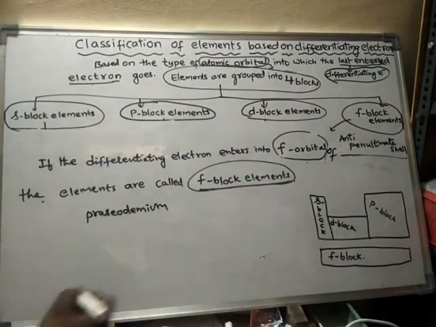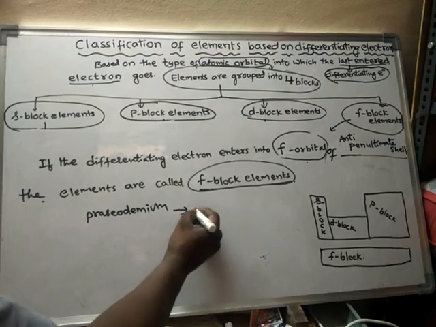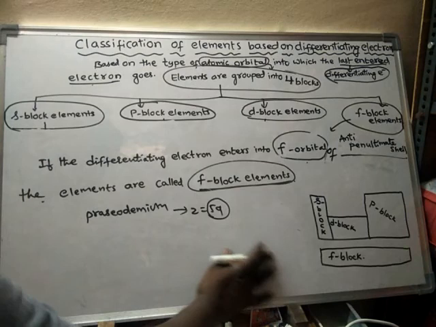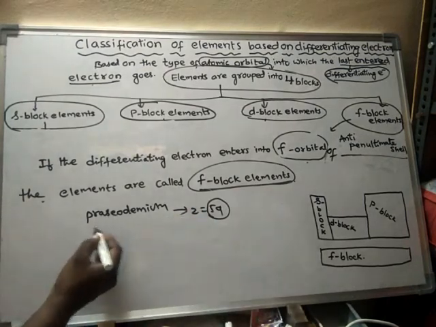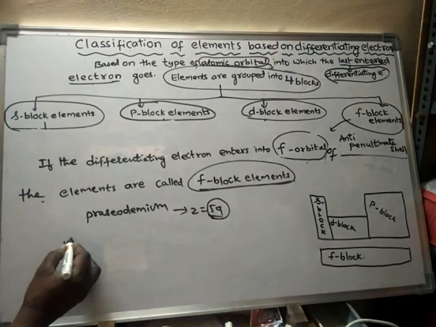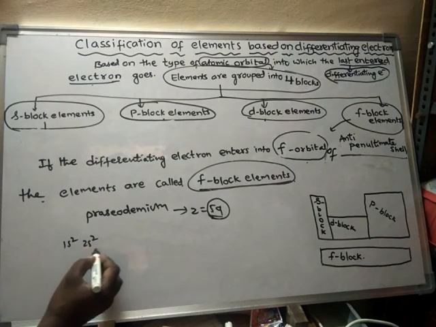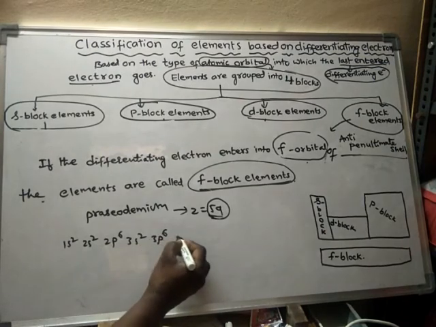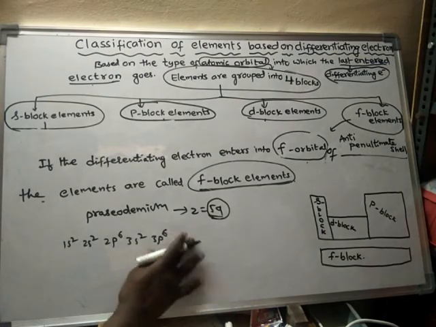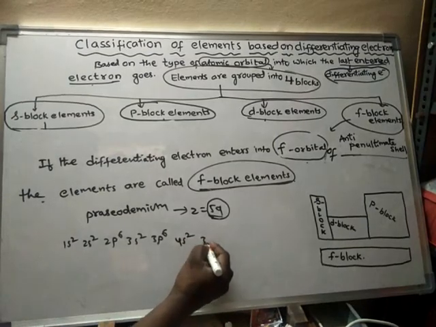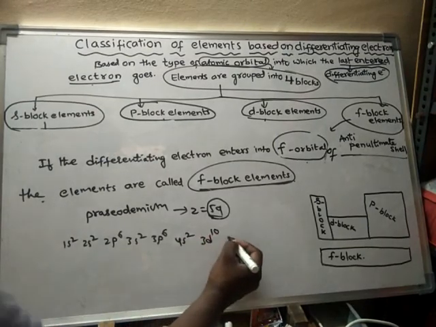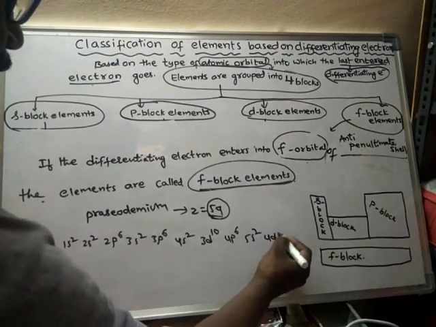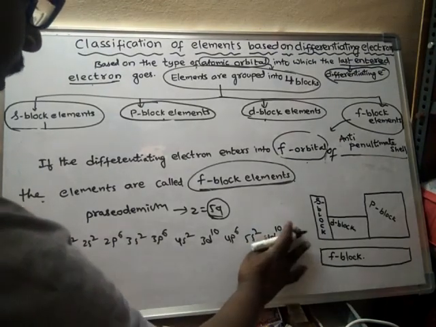Okay, the element whose atomic number is 59. Now let us fill the electrons into this one. Proceeding to 59: 1s2, 2s2, 2p6, 3s2, 3p6, next 4s2, 3d10, next 4p6, 5s2, 4d10, 5p6.